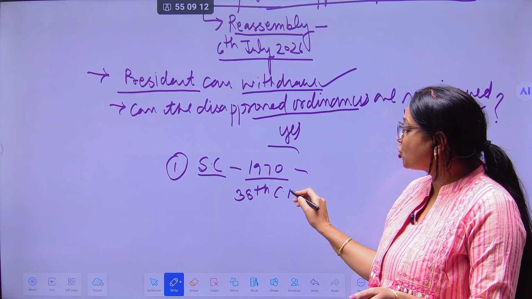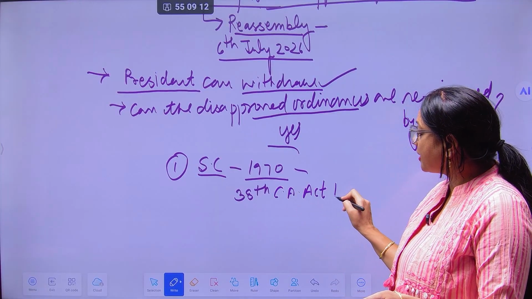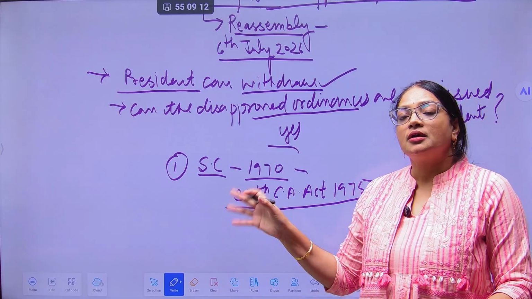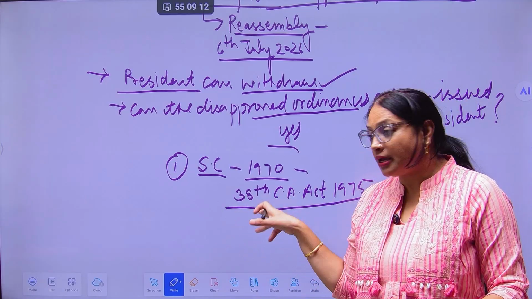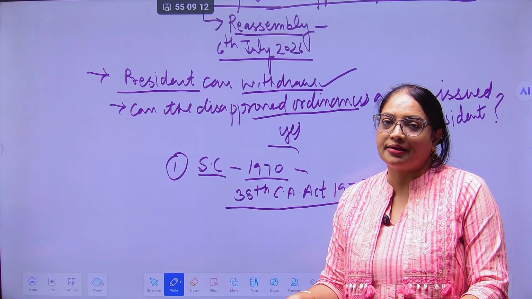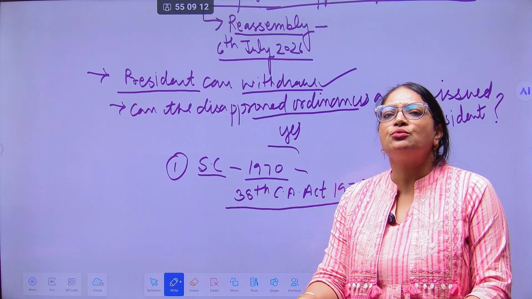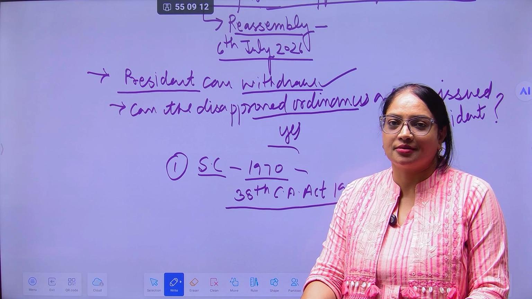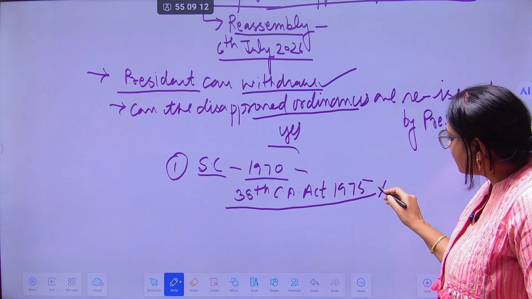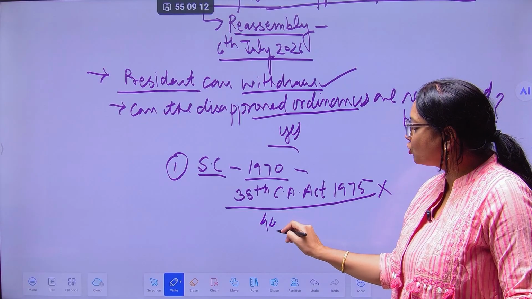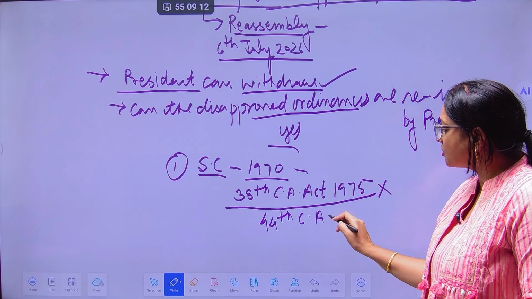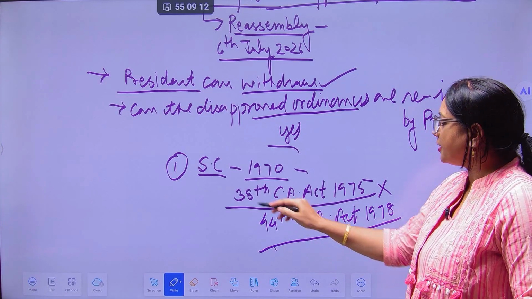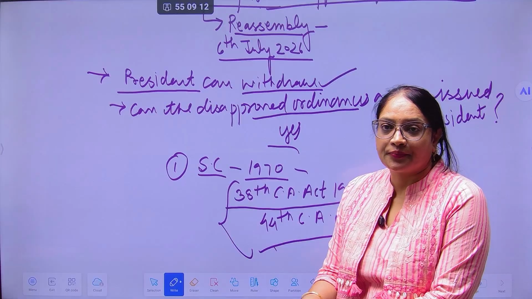But what happened in 1975? The 38th Constitutional Amendment Act was passed. Got it? And a provision was made under this Amendment Act that judicial review cannot be possible in the ordinance issuance, right? But this provision was deleted by the 44th Constitutional Amendment Act, 1978, right? Got it?